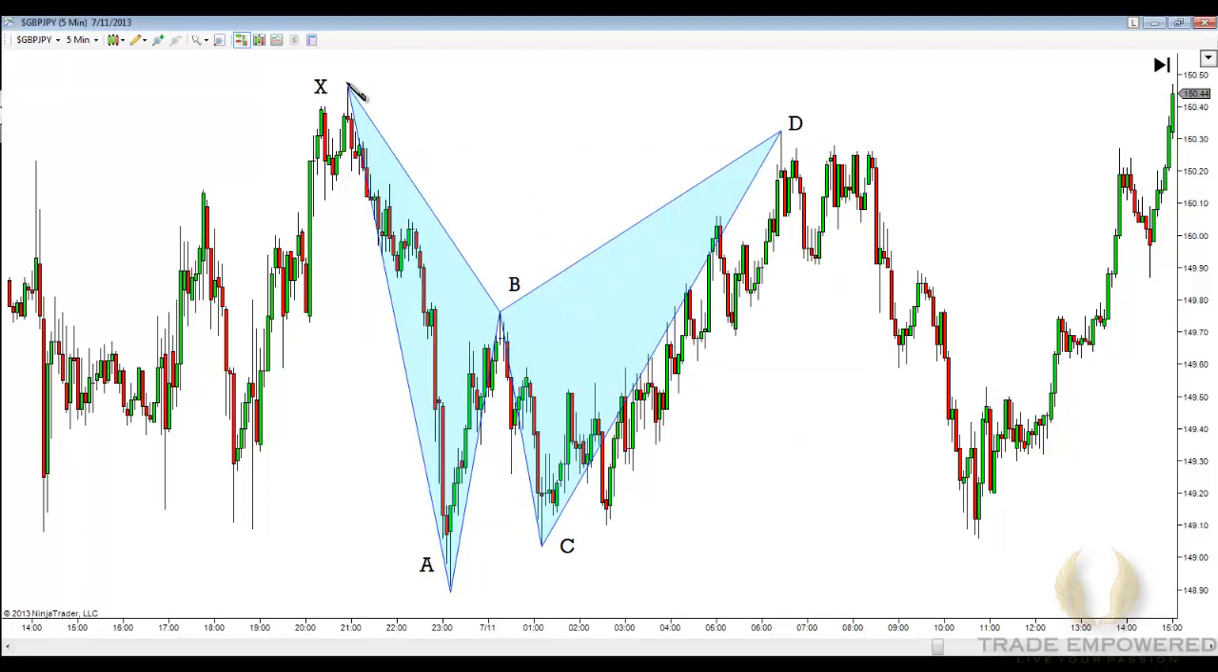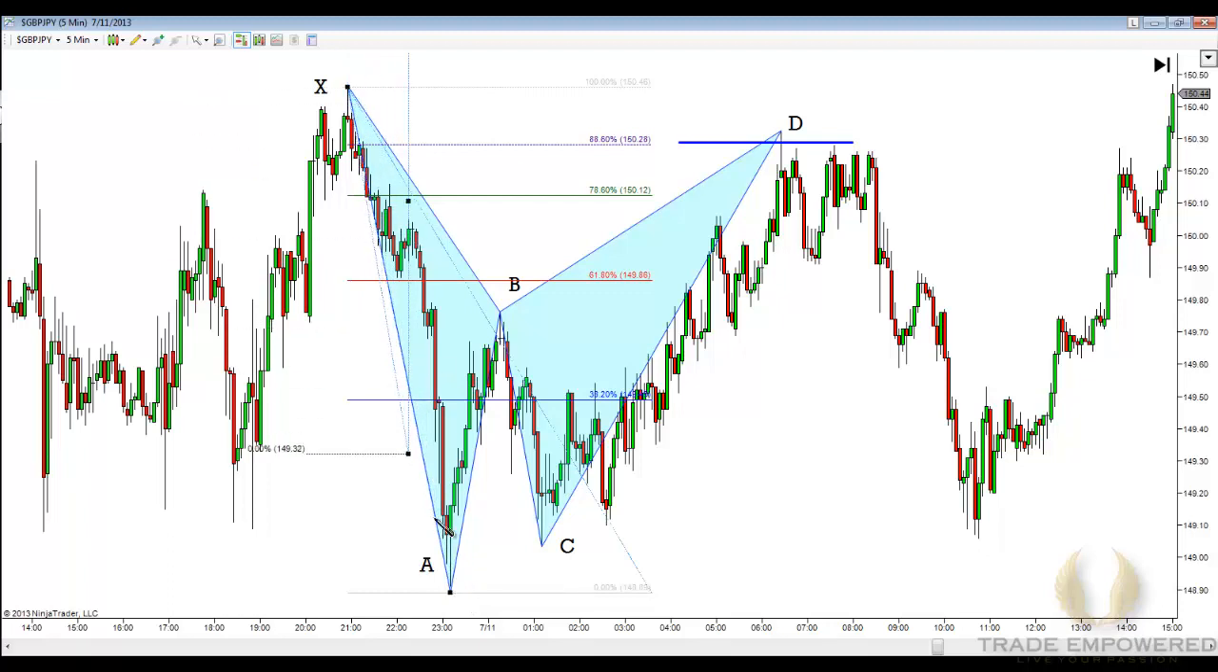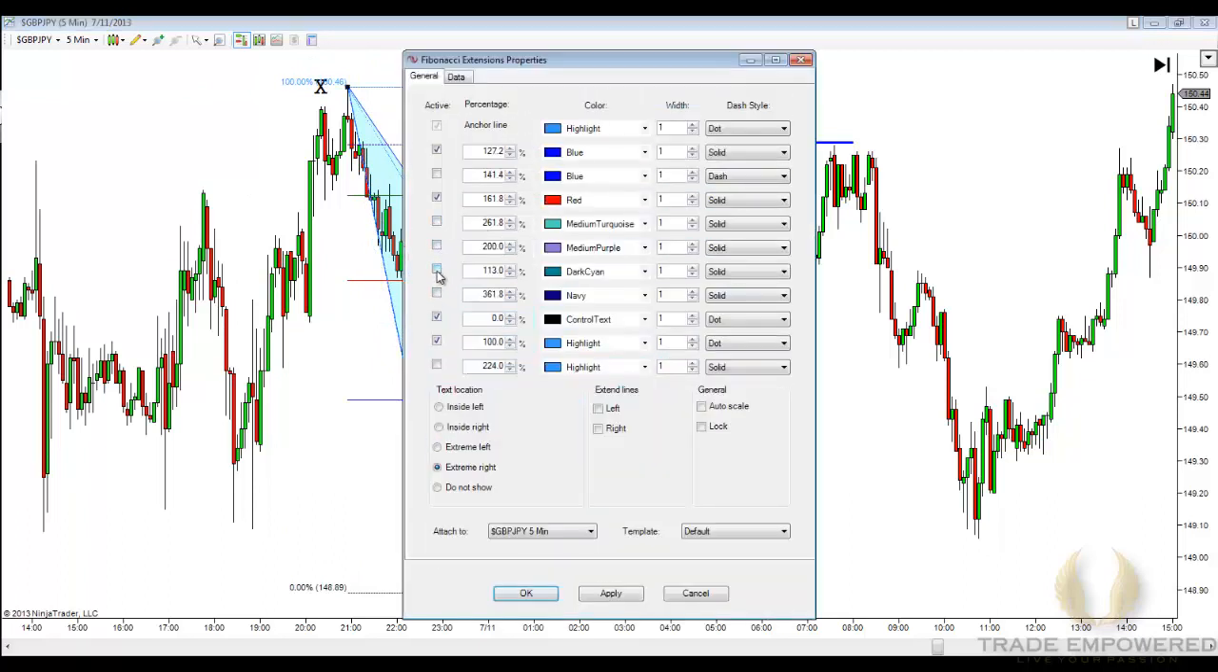Now our entry point for the bat pattern is going to be our 886 Fibonacci retracement taken from the X leg to the A leg. So right here in this case 5028 would be our entry. Stops, same as the Gartley pattern. We want to take a Fibonacci extension tool. We want to invert it, so we're drawing it backwards. We're going to go from the swing low, our A leg, to the swing high of our X leg, back down, and we want to look for our 113 Fibonacci extension.